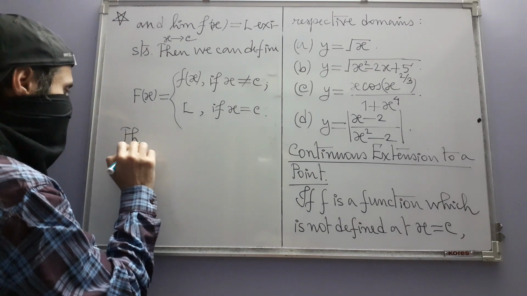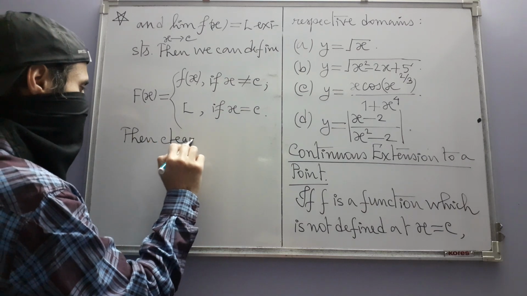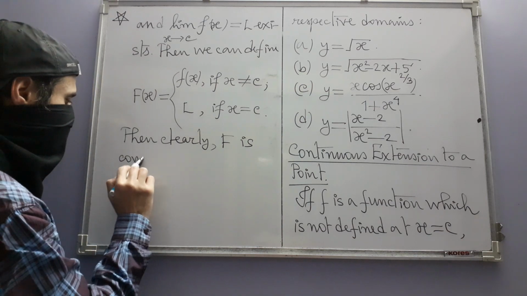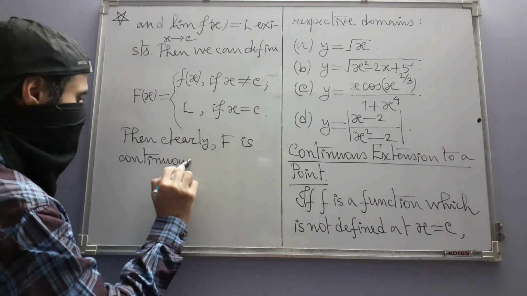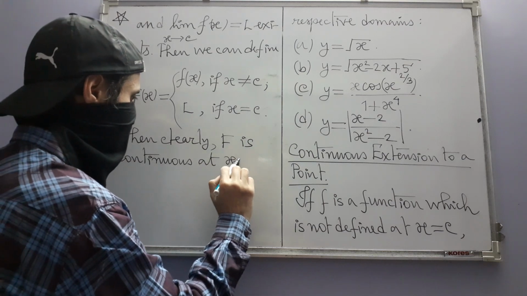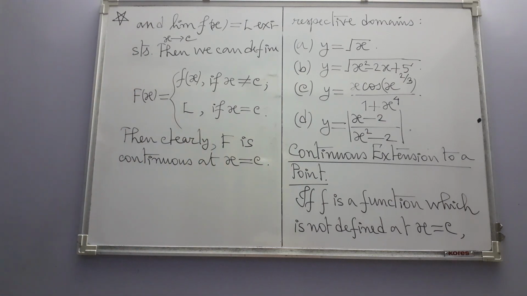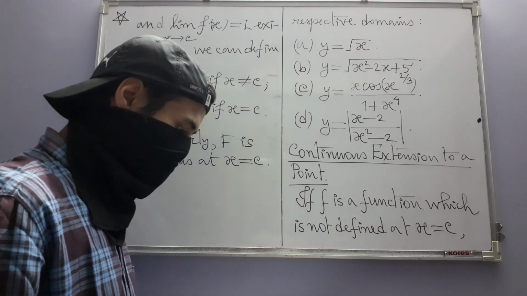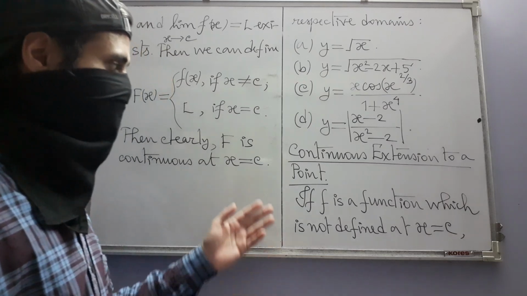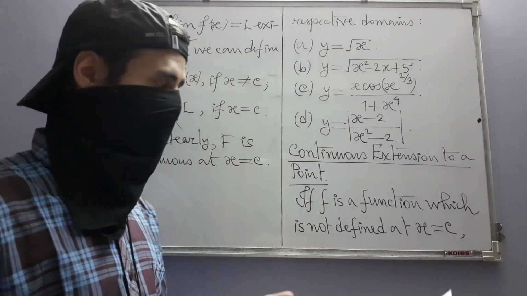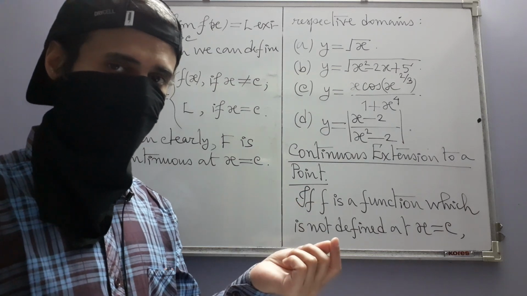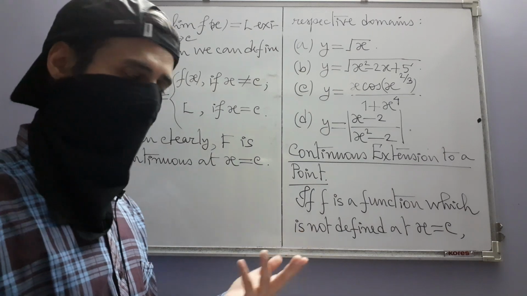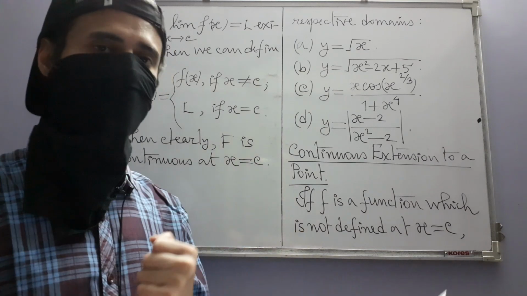Then clearly capital F is continuous at x equal to C. And for rational functions, if this function f is a rational function, continuous extensions to some point at which, say, the denominator is equal to 0 can be found, okay, and we are going to do that in this next example.